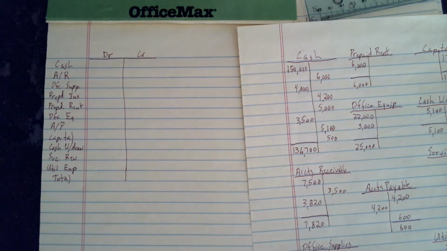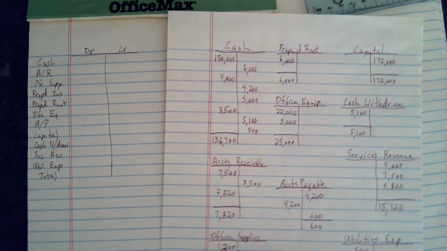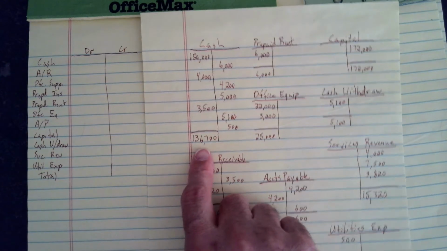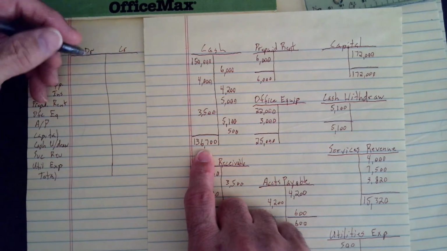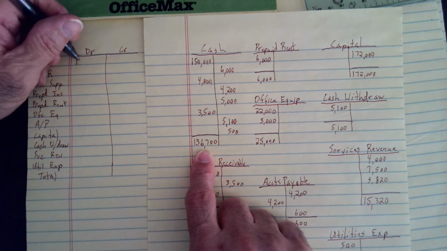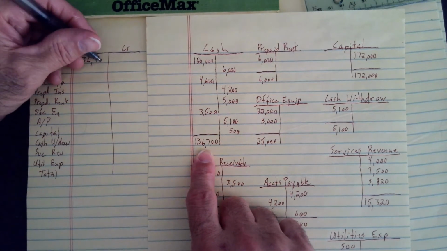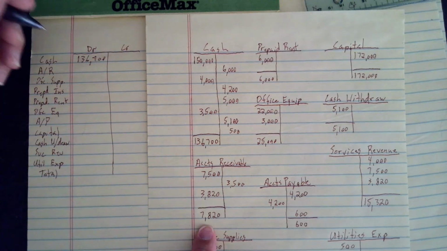So what I did is I went ahead and I created the T account, and I've got everything listed here that is on my T accounts. This is my trial balance with debits and credit side, and I take my totals for each account. So my total for cash, $136,700. My total for accounts receivable, debit, $7,820.